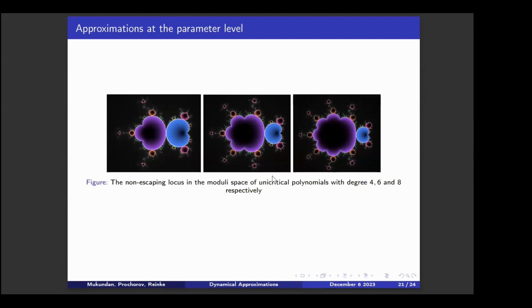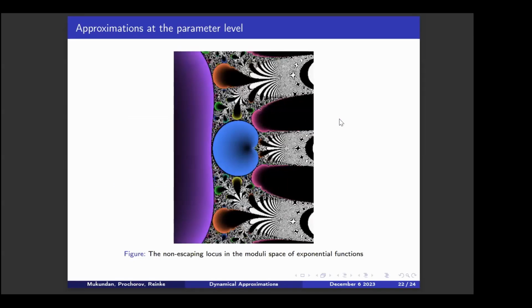Since I mentioned approximation of spaces by spaces, I just wanted to show you a clearer picture of what this approximation looks like for the exponentials. Each of these pictures is again a picture of the space of polynomials of degree n with a single critical point. So this is degree 4, degree 6, degree 8, and so on. And when you move into infinite degree, this is the picture that you get, and that's the space of exponential maps. So I just want to end here. Are there any questions?